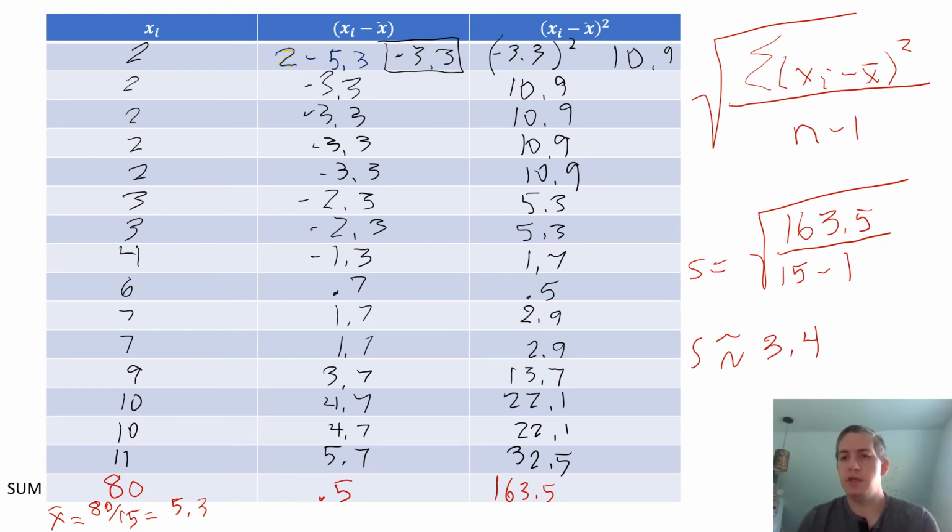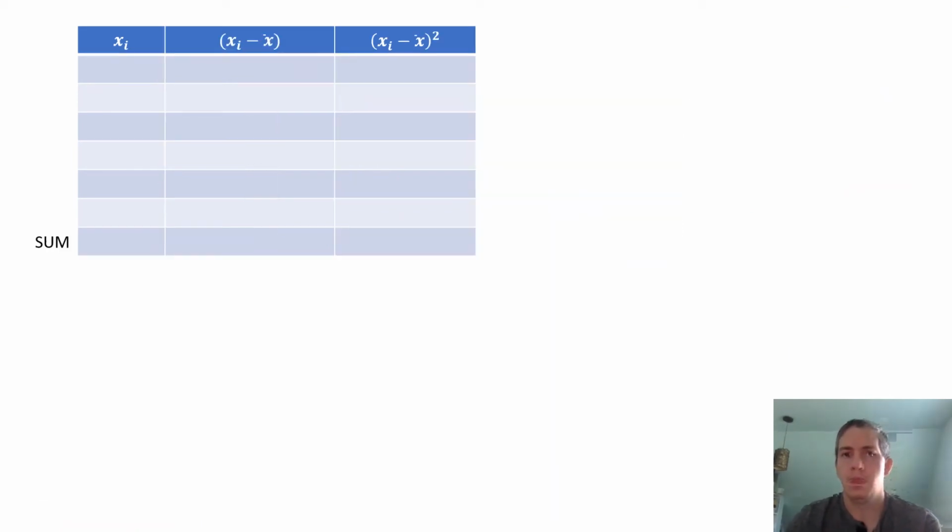So that standard deviation tells me that the values are about 3.4 away from the mean. It gives me a good feeling for what's going on here. Those values are able to spread out. For the next one, I'm going to start this one out, and you could try to finish it.